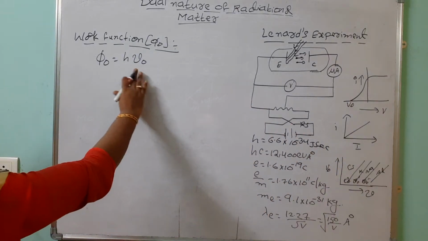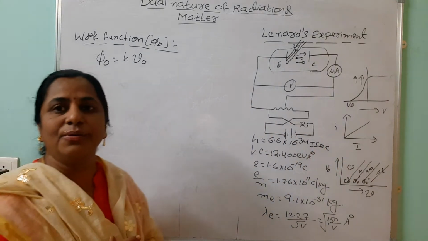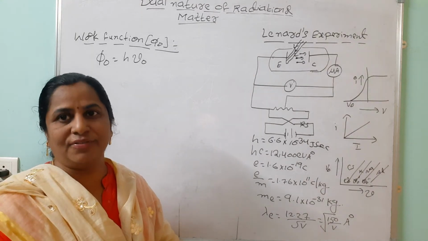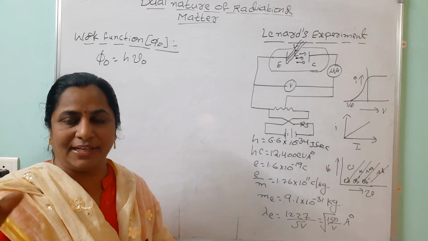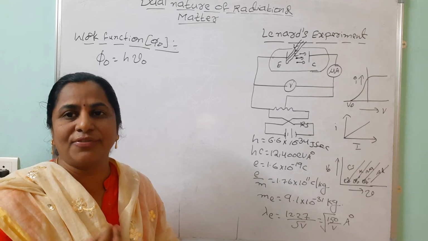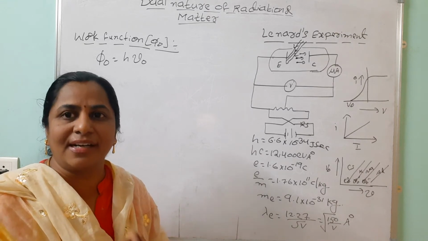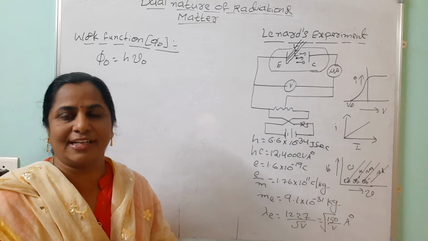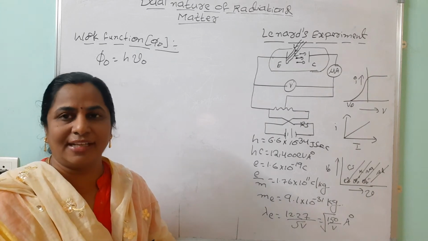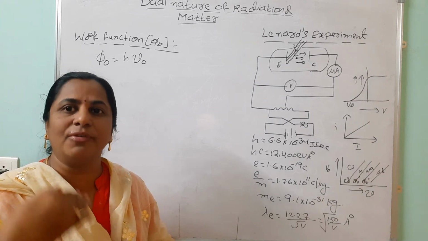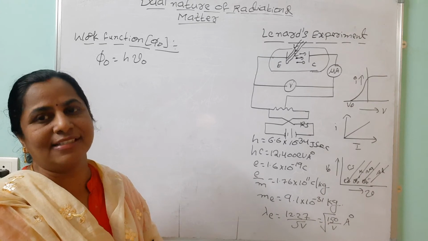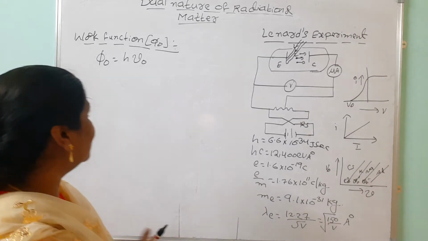That is the Planck's constant. Here nu naught, what is the nu naught? Nu naught is the threshold frequency. Threshold means limit. We require a minimum frequency to conduct this experiment, that is called the threshold frequency. Below that there is no photoelectric effect. Only above that can we conduct this experiment. That's why this is called the threshold frequency.